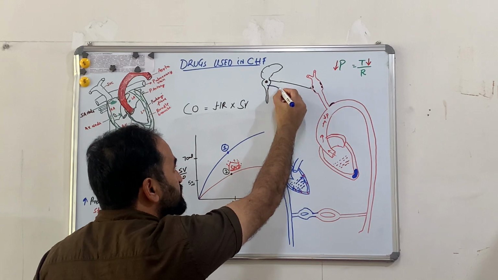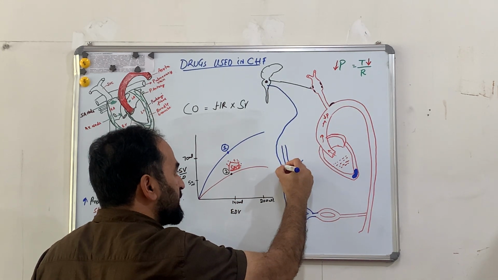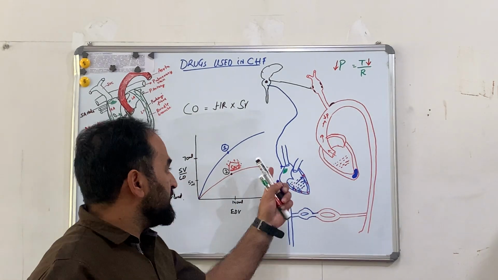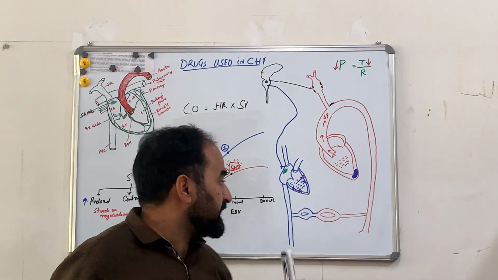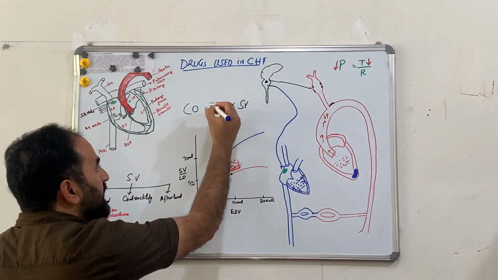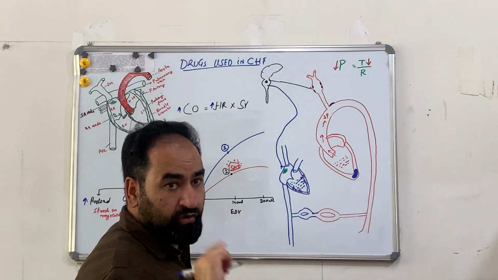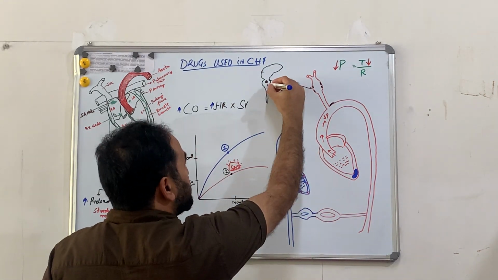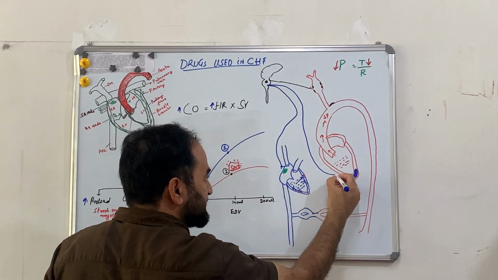One of the branches goes to your right atrium, at the SA node, where the beta 1 receptor is present. It tells the heart to increase the heart rate, increase the beating. When you are increasing the heart rate, you are increasing the cardiac output. Good thing. Second thing, one of the branches also goes to the myocardial cells.